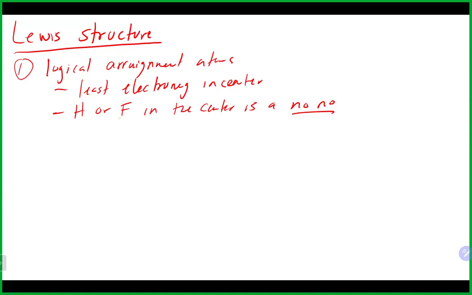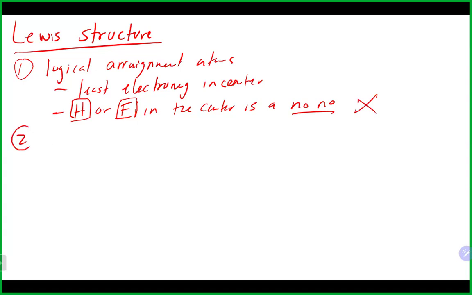There are two reasons. Fluorine is the most electronegative atom you could have, so it should not be in the center. And hydrogen, as we talked about, should only have 2 electrons, so it should never be in the center. Otherwise, it will have too many electrons. So if you put either of those in the center, that's an X. You don't want that, so don't do that.